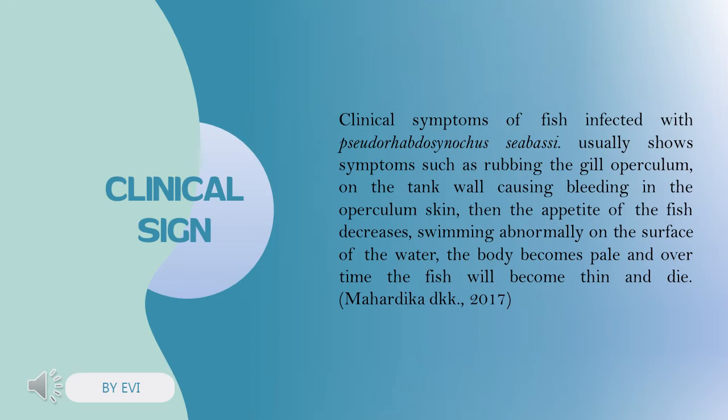Clinical symptoms. Clinical symptoms of fish infected with Pseudorhabdosynochus sebastini usually show symptoms such as rubbing the gill operculum on the tank, causing bleeding in the operculum skin. Then the appetite of the fish decreases, and it swims abnormally on the surface of the water. The body becomes pale, and over time the fish will become thin and die.